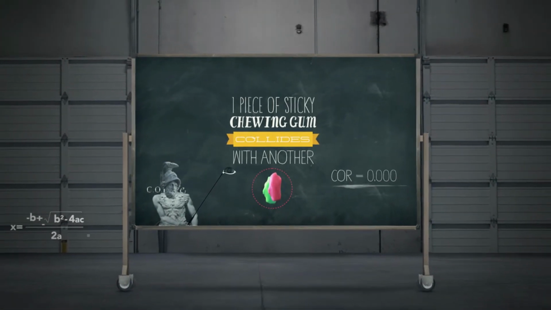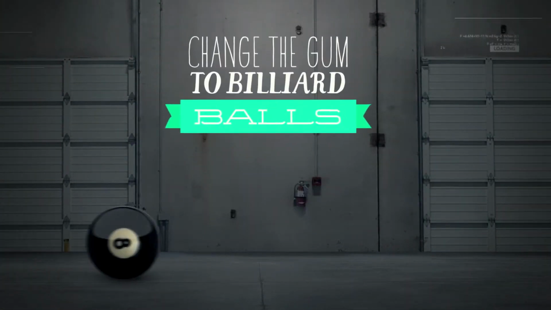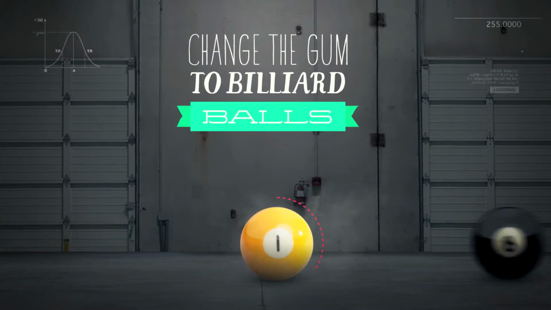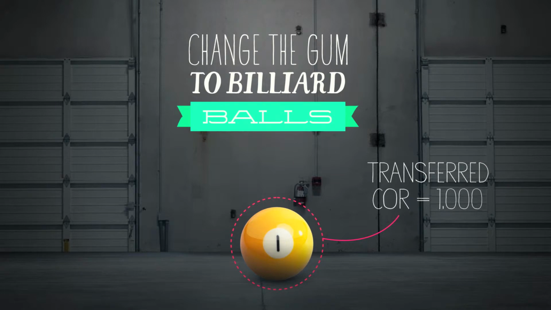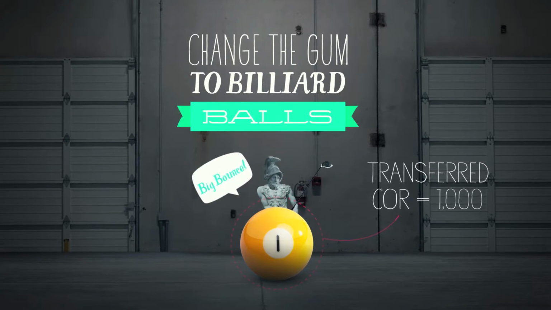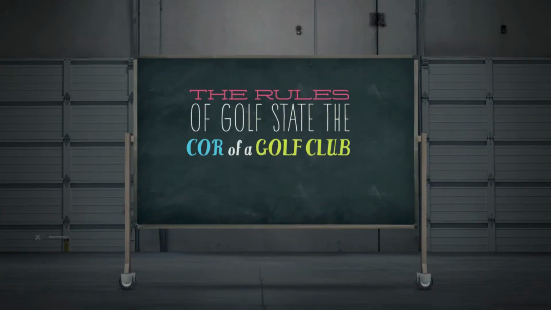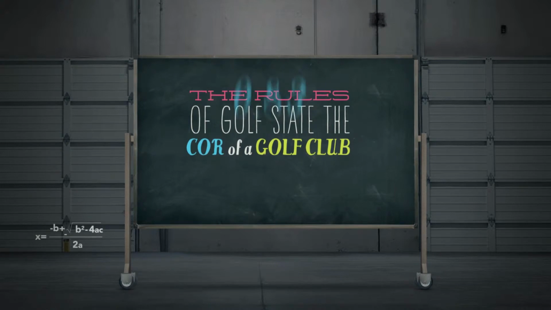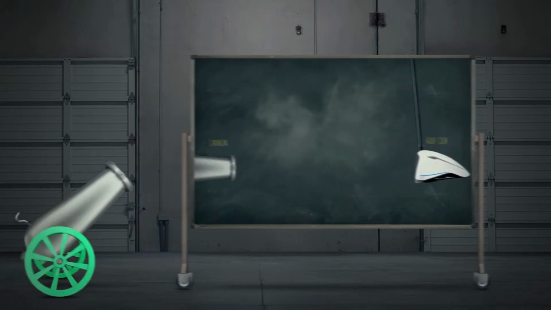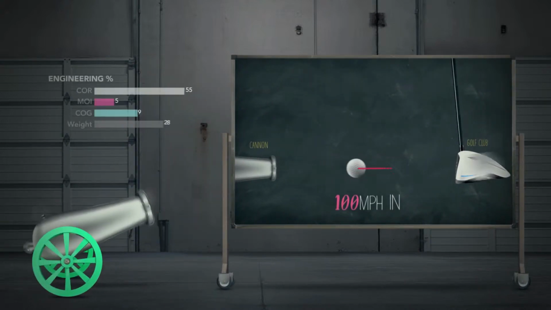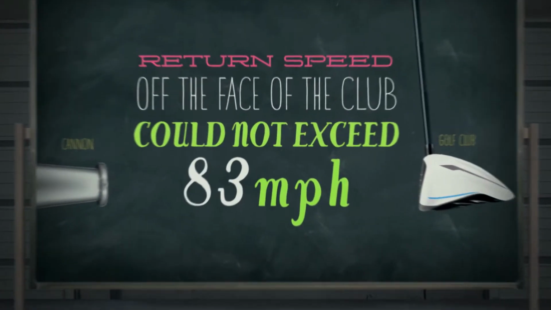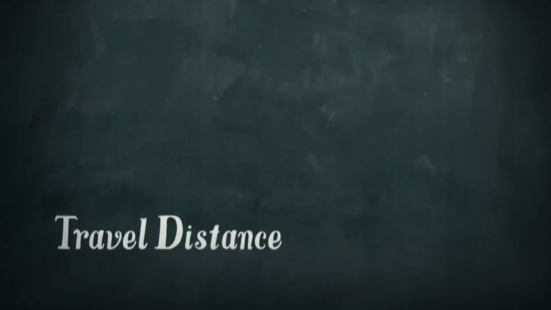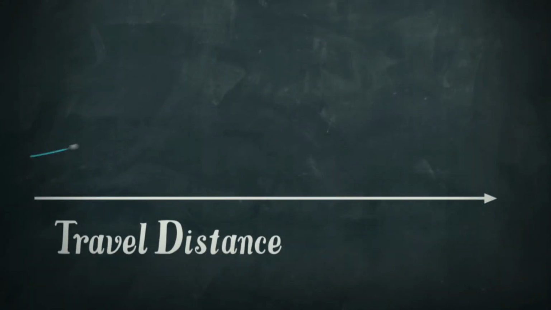No bounce. If we change the gum to billiard balls, virtually all the energy is transferred from one ball to the other when they collide. That gives them a COR of 1.0, or 1. Big bounce. The rules of golf state the COR of a golf club cannot be greater than 0.83. That means if you shot a golf ball out of an air cannon at 100 miles per hour, the return speed off the face of the club could not exceed 83 miles per hour. This helps engineers predict how far the ball will travel when it is hit by a club.